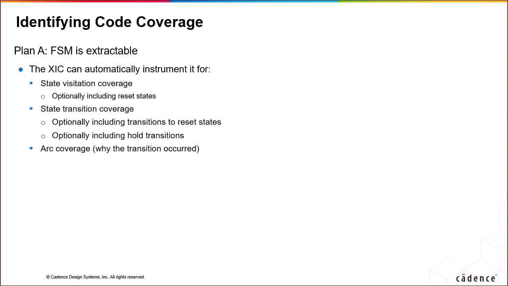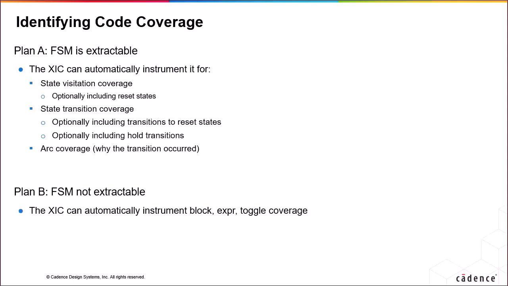Arc coverage is transition coverage that includes controlling expression term values to inform you why the state transition occurred. If the state machine is not extractable, then you can still obtain automatically instrumented block, expression, and toggle coverage, and user-defined value and value transition coverage of the state vector.